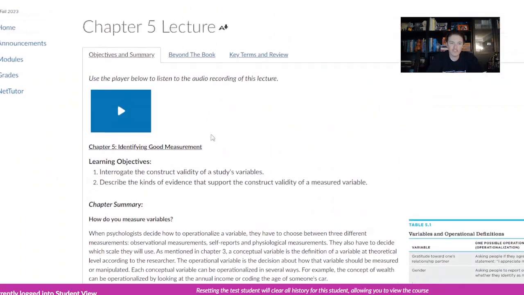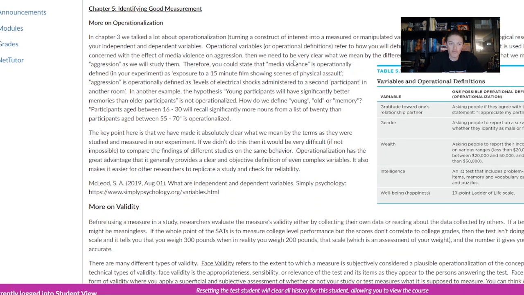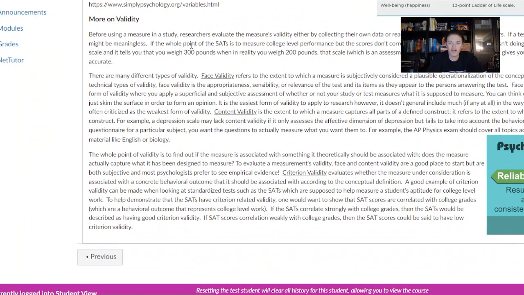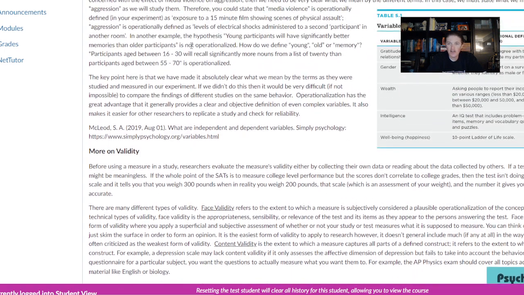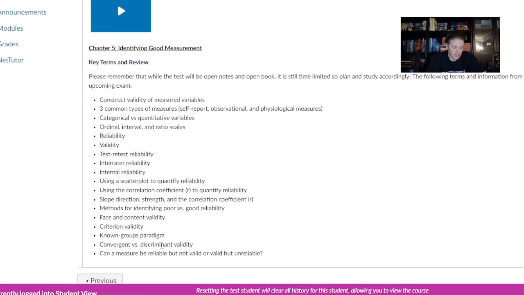And so make sure you read through the summary or listen to it if you'd like. In the Beyond the Book page, I have a little bit more on how do we operationalize stuff, a little bit more on types of validity, just trying to help make it clear. And then on the last page, here are all the key terms that you need to know for this chapter for the next exam, which is next week.